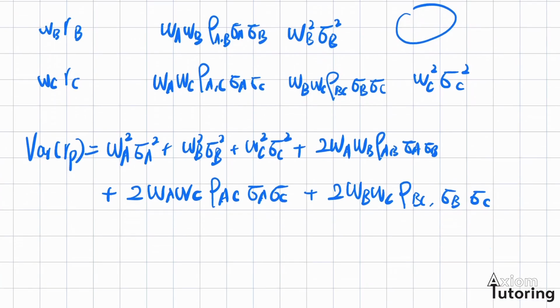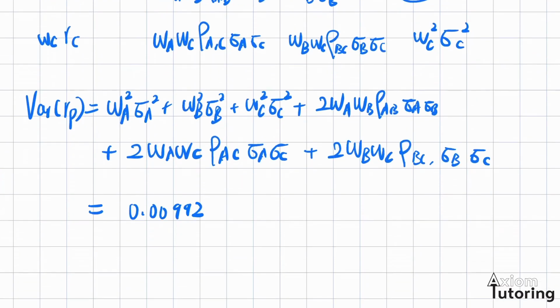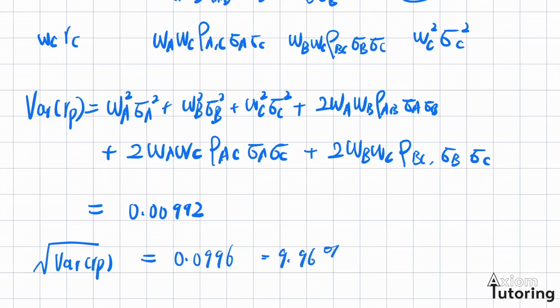So if you plug in the numbers, you should get 0.00992. And if you'd like the risk or the standard deviation, we simply need to take the square root of the variance. Okay, so that should give us 0.0996. Okay, so that's about 9.96% as the risk here, right?